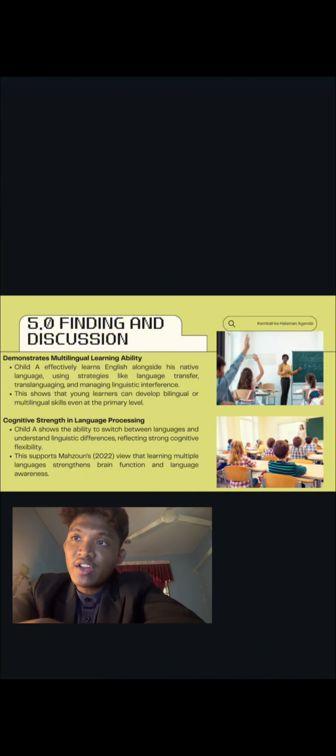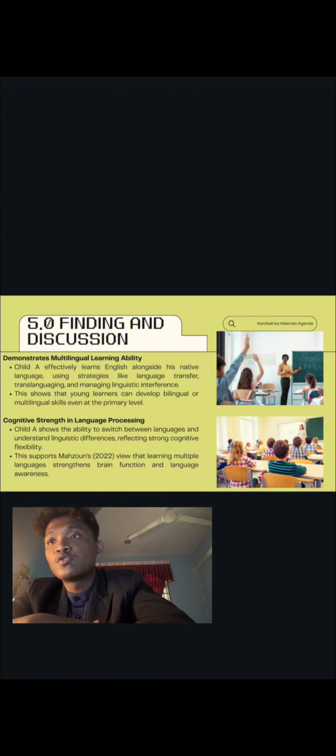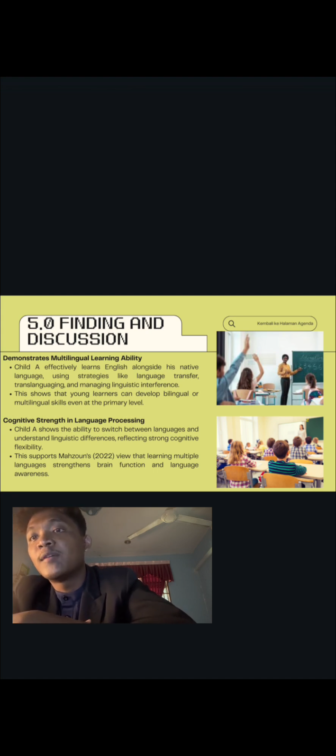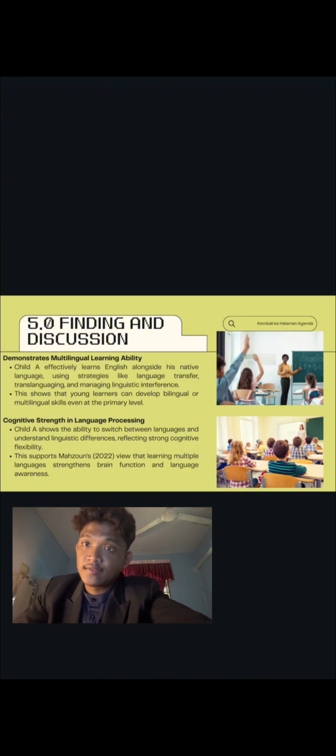So next one is cognitive strength in language processing. Child A showed the ability to switch between languages and understand linguistic differences, reflecting strong cognitive flexibility. This supports Mahzun 2022 in his paper, which views learning multiple languages as strengthening brain function and language awareness. That is one of the citations in the case study which I cited. So by analyzing Child A, this citation is aligned and true, which I can state in the findings of this presentation.